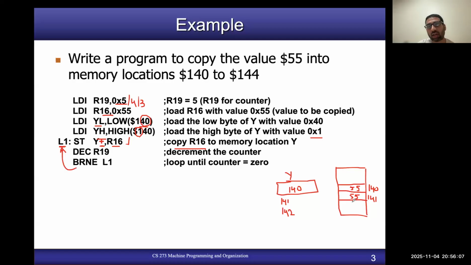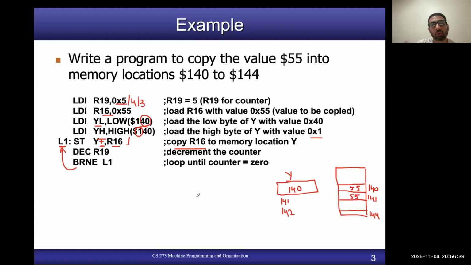Finally, when your loop iteration completes, you will have 55 written in all address locations, starting from 140 to 144. I don't want to do all the iterations, but I guess you get the idea of how you are dynamically changing the addresses, right? If you are looking carefully, you may have realized that this is different from using the direct addressing mode.